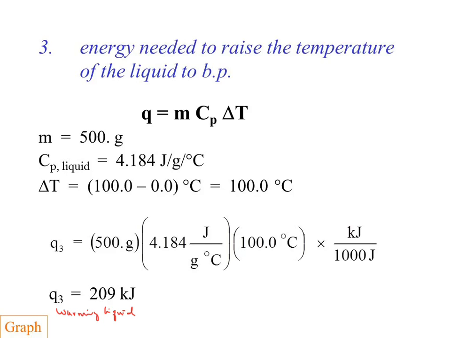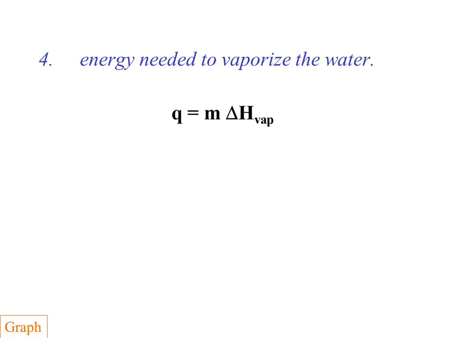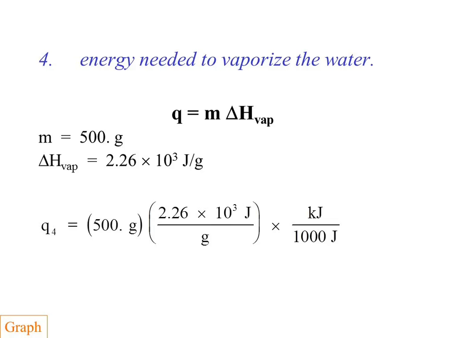Okay, so once we're up to the boiling point temperature with our liquid, we're ready to evaporate it. So we're going to use the heat of vaporization. The heat of vaporization for water is, you have to pump in 2.26 times 10 to the third joules per gram that you want to evaporate. Okay, so sticking in our mass of 500 grams, using that latent heat of vaporization, and taking it all the way to kilojoules. This is our fourth term. So Q of vaporization.